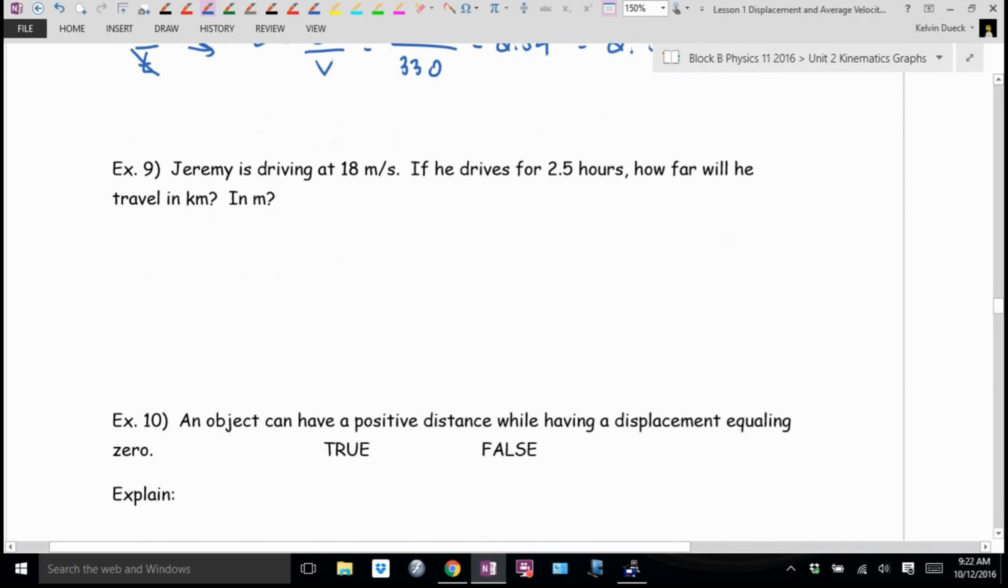Number 9. Jeremy is driving at 18 meters per second. If he drives for 2.5 hours, seconds, I can't do math with different units. I'm going to have to do a conversion somewhere here. How far will he travel in kilometers? In meters. Okay. What's this question asking me to find? d equals question mark?